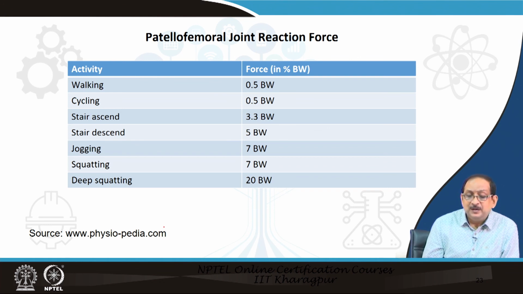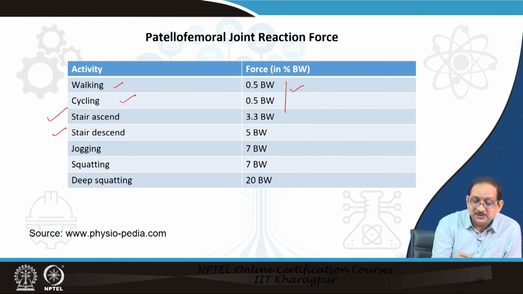As you can see, it is the reaction force between the patella and the femur. During walking and cycling, this force is quite less because these activities do not involve too much flexion. That is the reason the patellofemoral joint reaction force is still low as compared to other activities like stair ascent and stair descent. It abnormally rises from 3.3 times body weight to 5 times body weight.